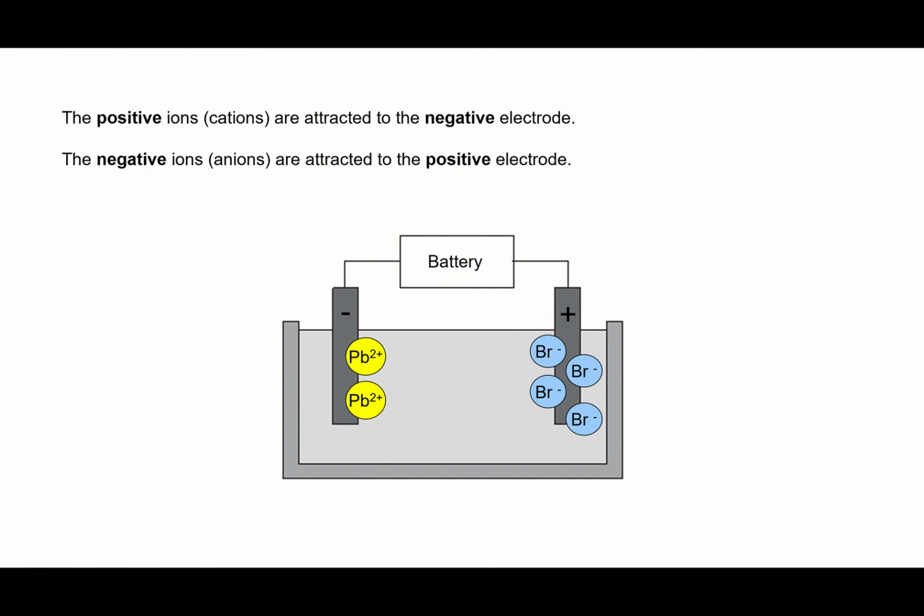The rule to remember is that the positive ions, the cations, are attracted to the negative electrode, and the negative ions, the anions, are attracted to the positive electrode. And the way to remember that is that opposites attract. And this is what you can see in the diagram in front of you. The positive lead 2+ ions have been attracted to the negative electrode, and the negative bromide ions have been attracted to the positive electrode.